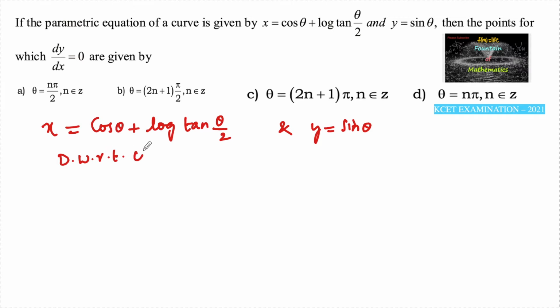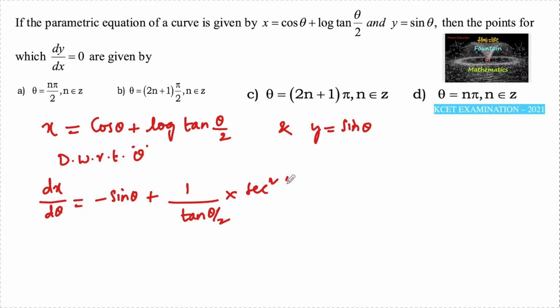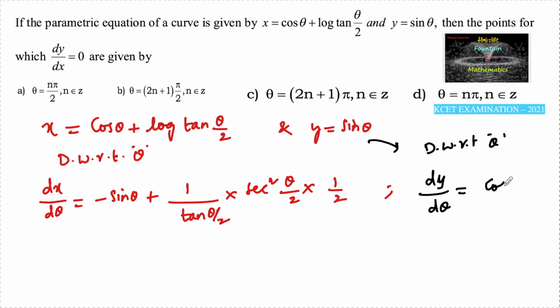Differentiate with respect to the parameter theta. So we have dx by d theta is equal to differentiation of cos theta, which is minus sin theta, plus differentiation of log of tan theta by 2, which is 1 upon tan theta by 2 into differentiation of tan, which is secant square theta by 2, into again theta by 2 differentiation is 1 upon 2. It's about chain rule. And the next one, again here also differentiating with respect to theta. So we have dy by d theta is equal to cos theta.